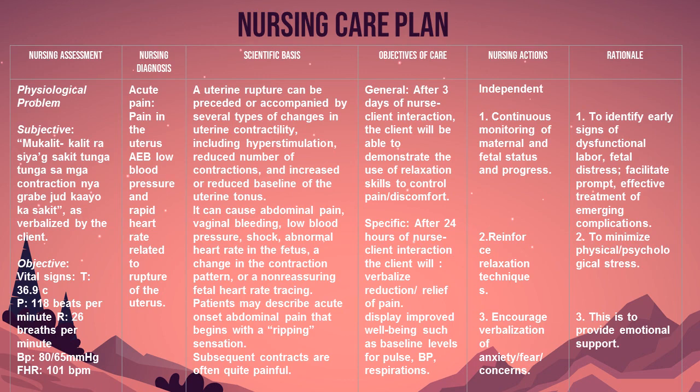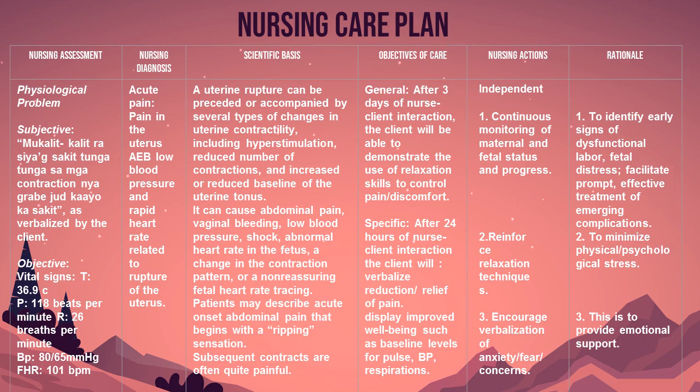Patients may describe acute onset abdominal pain that begins with a ripping sensation. Subsequent contractions are often quite painful. Our objectives of care: for our general objective, after 3 days of nurse-to-client interaction, the client will be able to demonstrate the use of relaxation skills to control pain or discomfort. For our specific objective, after 24 hours of nurse-to-client interaction, the client will verbalize reduction or relief of pain, display improved well-being such as baseline levels for pulse, blood pressure, and respirations.